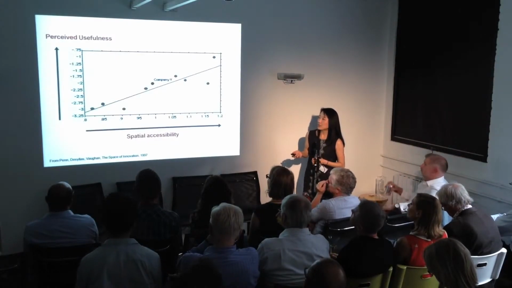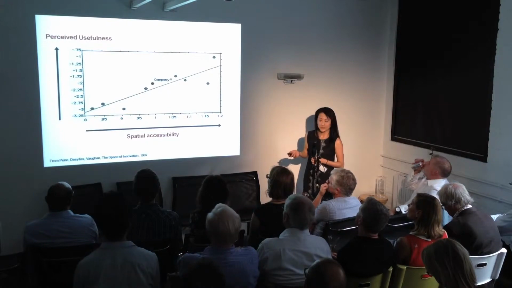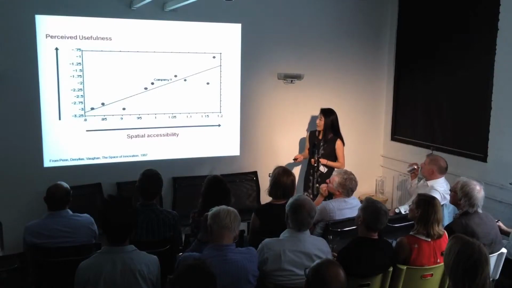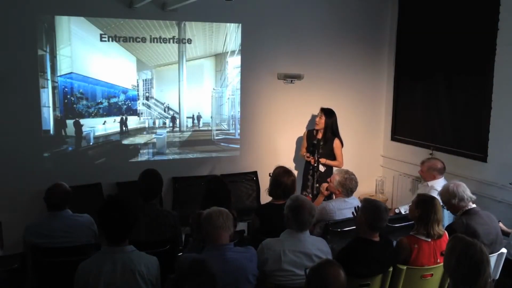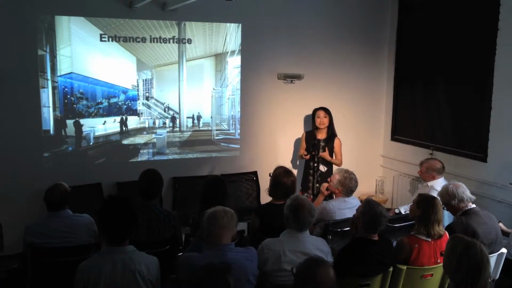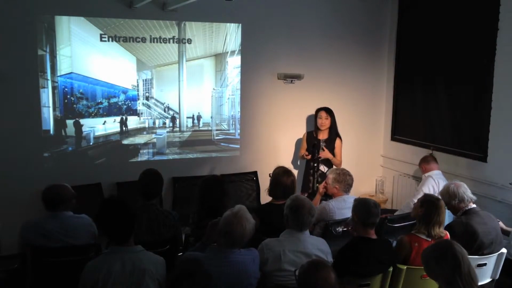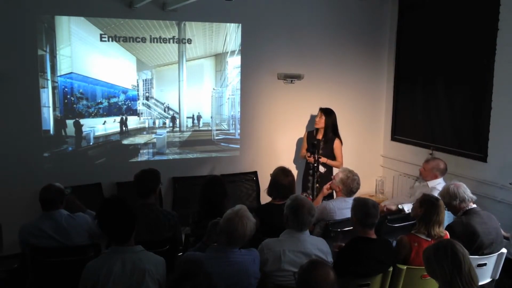This graph shows that, as a result of observation, we found that the integration of space correlates with the usefulness of people. The people whose desks are more accessible are found more useful by other people. That indicated how important the design of the interface is: the interface between the movement and the desks is very important.